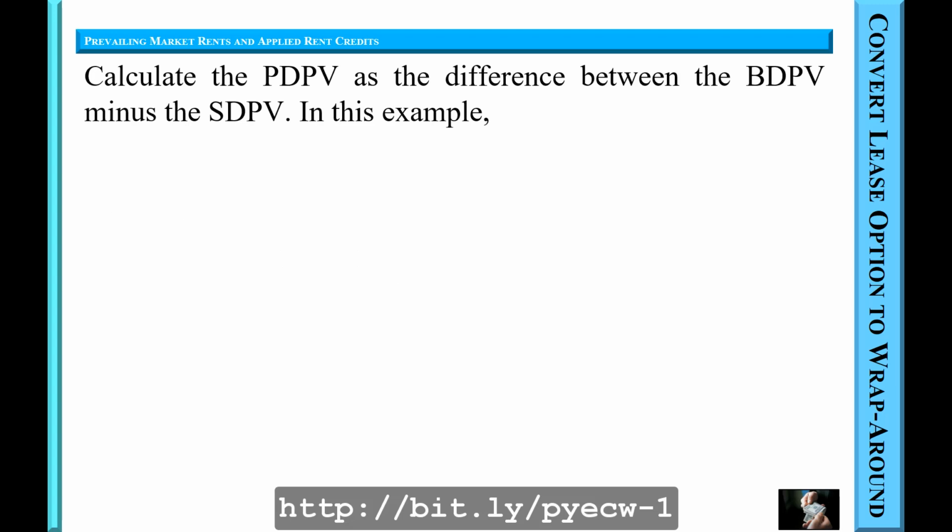Calculate the PDPV as the difference between the blended debt present value minus the secondary debt present value. In this example, PDPV equals BDPV minus SDPV equals $100,000 minus $6,000 equals $94,000. That is the primary debt present value.